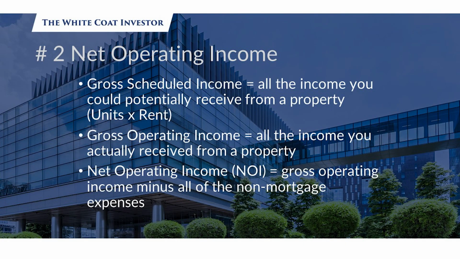All right, let's talk about our second calculation today. This one I've mentioned briefly. It is net operating income. Now, if we start at the top, we start with gross scheduled income. Gross scheduled or gross potential income is all the income that you could potentially receive from a property. The gross operating income is all the income you actually received from a property. And your net operating income, this NOI, this figure that gets thrown around all the time in real estate, is the gross operating income minus all of the non-mortgage expenses.